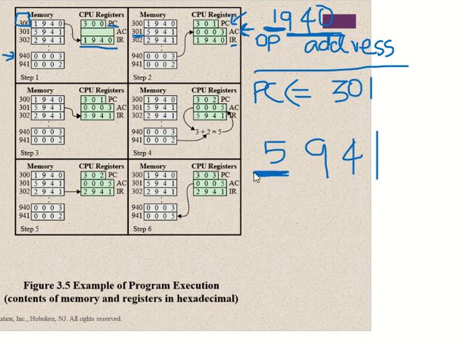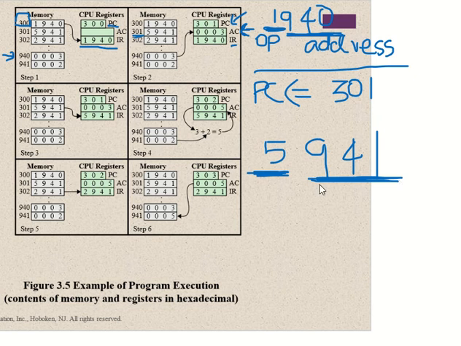I told you the opcode is the first one. What you see first is the opcode, and what you see next is the address. So 5 is the opcode. 5 means add to AC from memory. Am I right? That is the meaning of 5. You can check the meaning of the opcode in the previous slide.